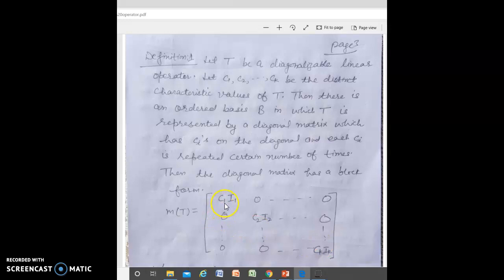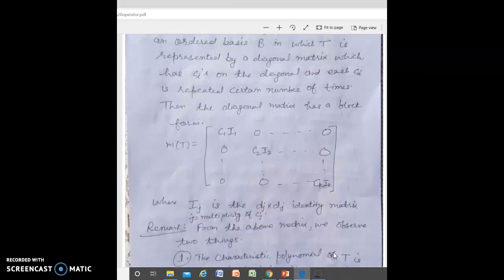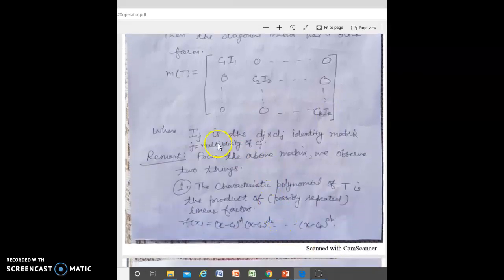If C1 is repeated 2 times, then I1 will be a 2 by 2 matrix. If C2 is repeated 3 times, then I2 will be a 3 by 3 matrix, and so on and so forth. In general, you can say that Ij is the dj by dj identity matrix, where dj is the multiplicity of Cj, that is the number of times Cj is repeated. Now from this we can have certain remarks.